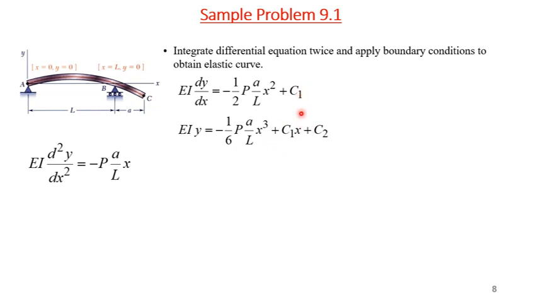These are two constants, and how do we find these constants? We have boundary conditions. The boundary conditions are x equal to a, y equal to 0, and x equal to L, y equal to 0, since this equation is valid for section AB.